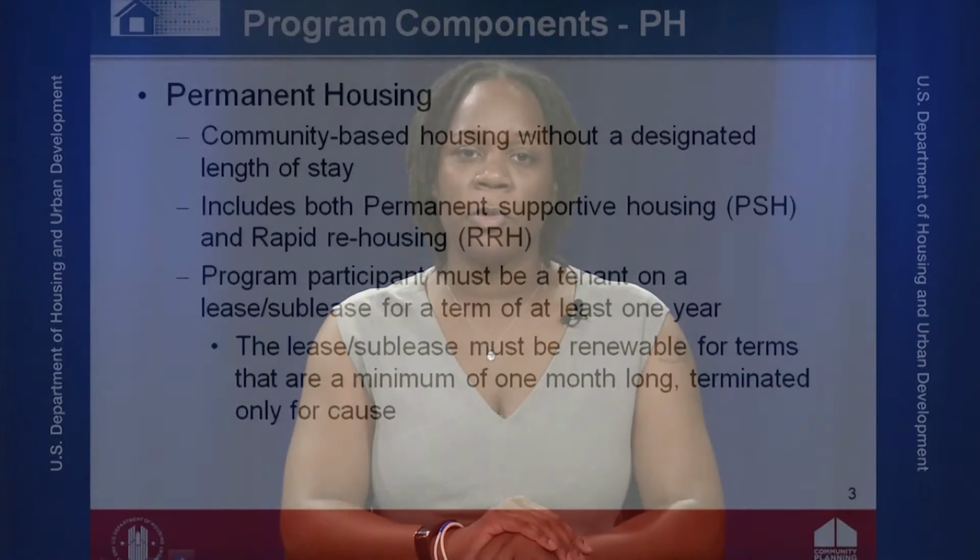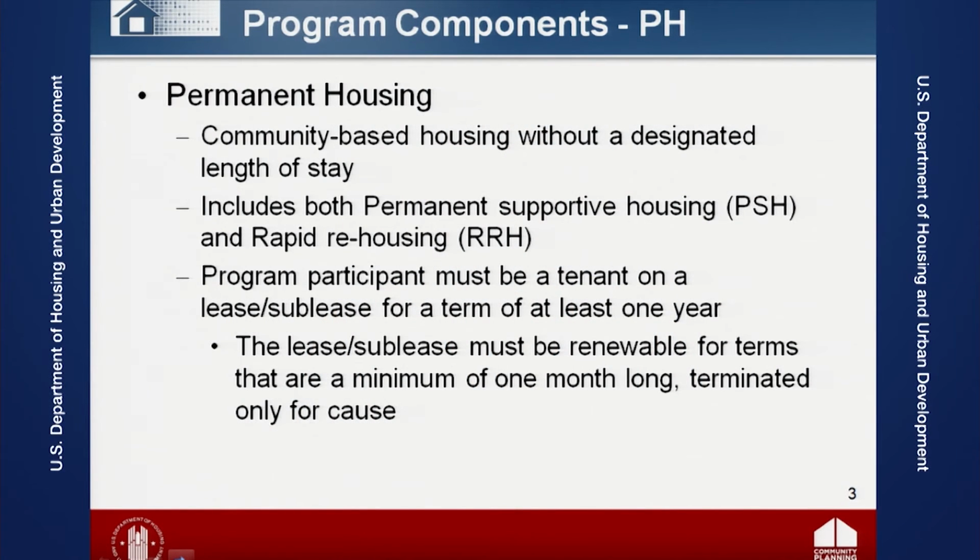Permanent housing is community-based housing without a designated length of stay. The CoC program offers funding for 2 types of permanent housing: permanent supportive housing and rapid rehousing. To be considered permanent housing, the program participant must be the tenant on a lease or sublease for a term of at least 1 year, which is renewable for terms that are a minimum of 1 month long and is terminated only for cause. A lease is different from a program agreement that the recipient may have with the participant.